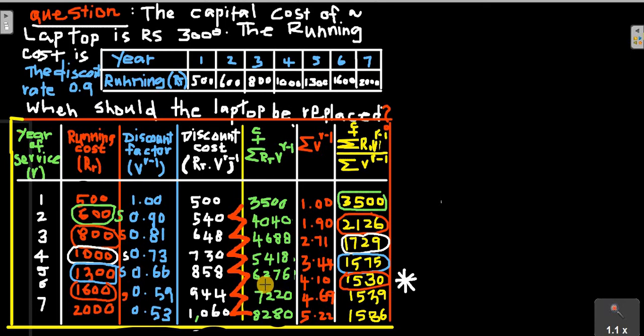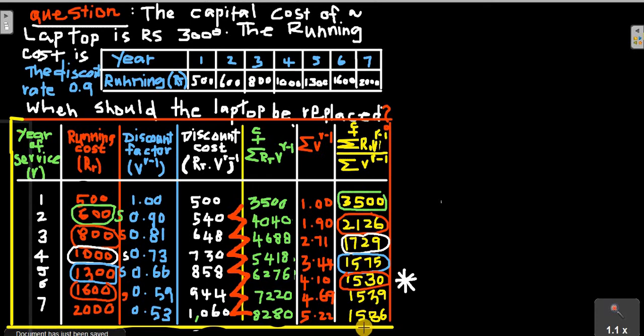And 6276 divided by 4.10, you will get 1530. And 7220 divided by 4.69, you will get 1539. And here 8280 divided by 5.22, you will get 1586. That's all for the last column.